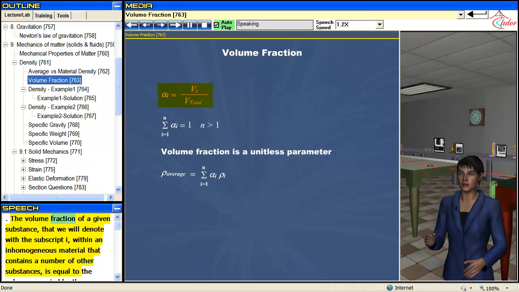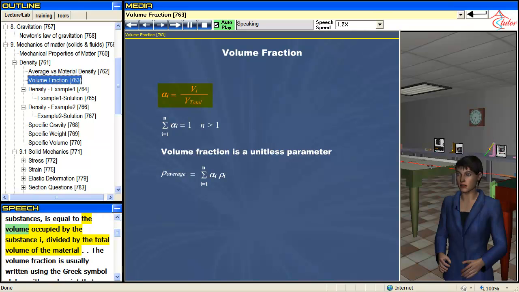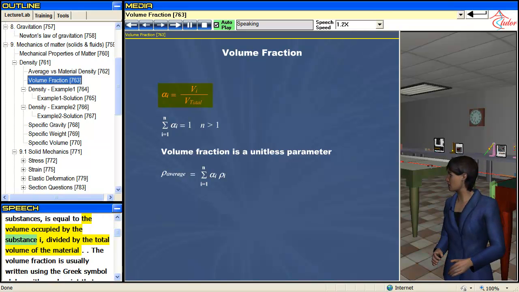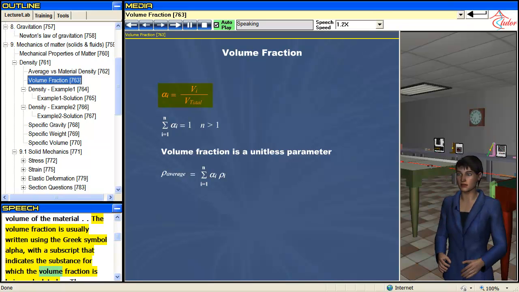The volume fraction of a given substance, that we will denote with the subscript i, within an inhomogeneous material that contains a number of other substances, is equal to the volume occupied by the substance i, divided by the total volume of the material. The volume fraction is usually written using the Greek symbol alpha, with a subscript that indicates the substance for which the volume fraction is being calculated.